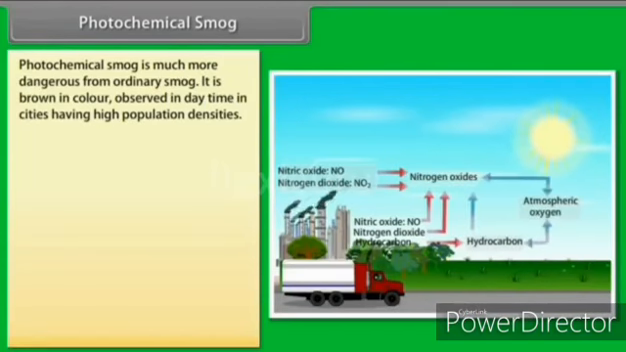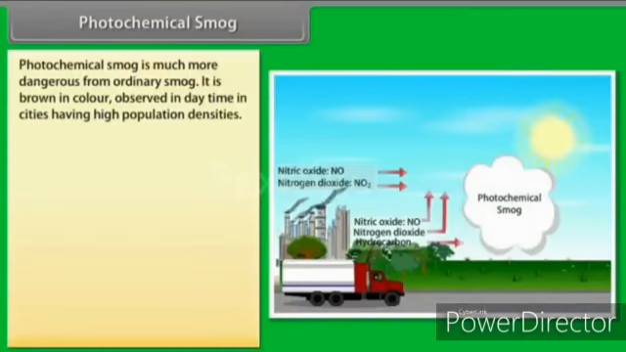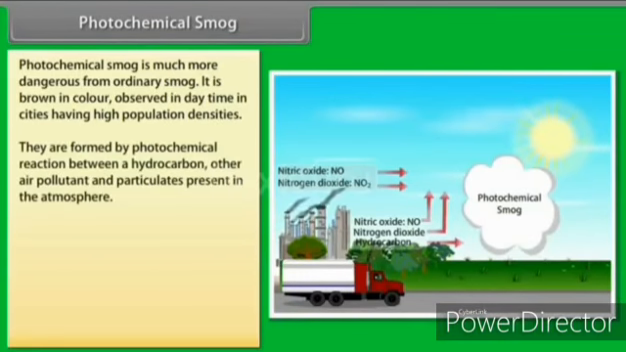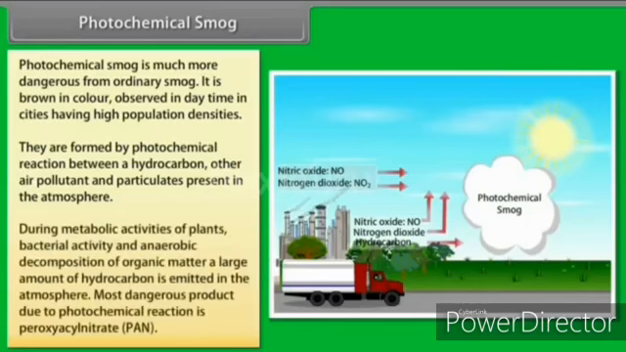It is brown in color, observed in daytime in cities having high population densities. They are formed by photochemical reaction between a hydrocarbon, other air pollutants and particulates present in the atmosphere. During metabolic activities of plants, bacterial activity and anaerobic decomposition of organic matter, a large amount of hydrocarbon is emitted into the atmosphere. Most dangerous product due to photochemical reaction is peroxyacyl nitrate, PAN.